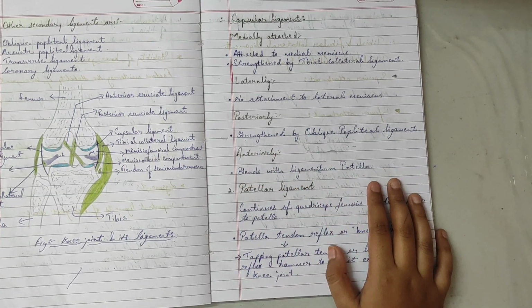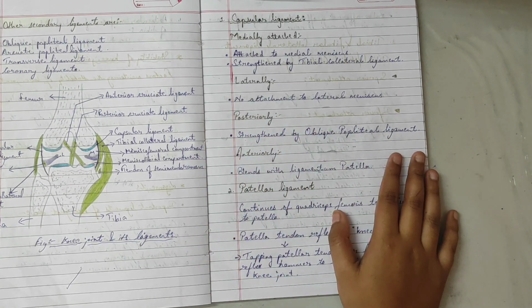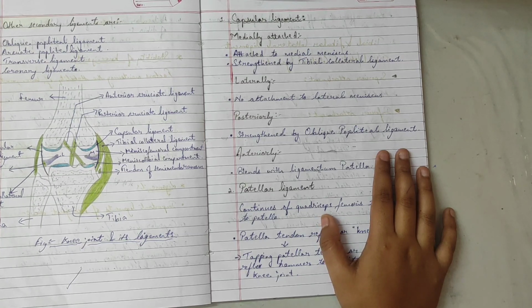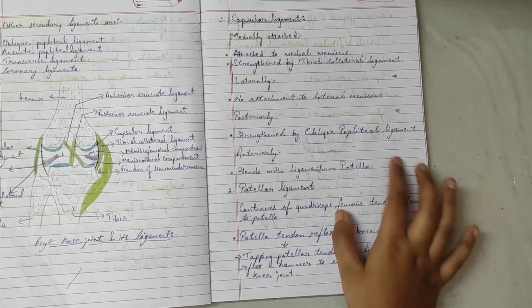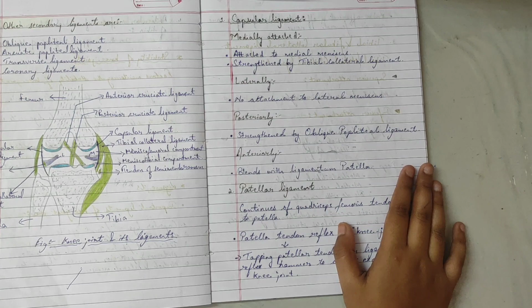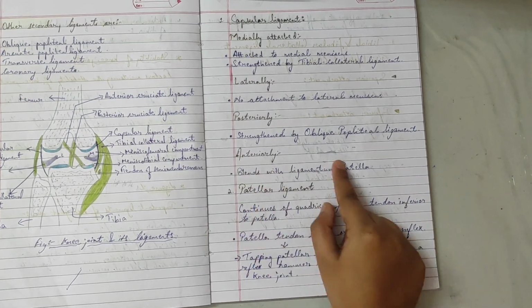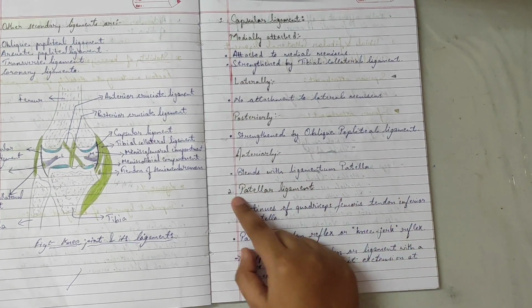This is a very difficult question. Actually, so many contents are there. I also referred to YouTube. You can also refer to my notes, or you can look for others also, but I guess this will be helpful. So anteriorly blends with ligamentum patellae.